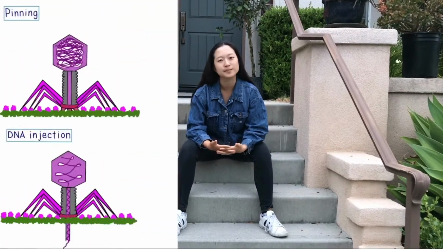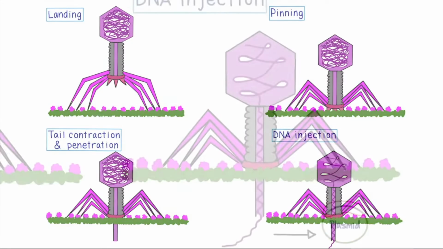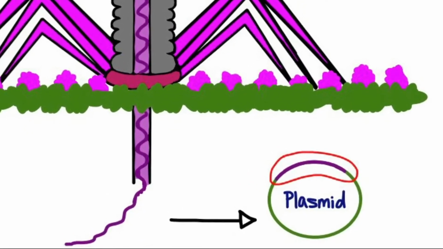All viruses are like obligate parasites, since they cannot reproduce without a host. So phages must infect a specific species or strain of bacteria in order to reproduce. When a phage finds a type of bacteria with compatible protein receptors, it lands and pins onto it with its tail fibers. Then the tail fibers contract and the tail pins penetrate the bacterium's cell wall. Lastly, the genetic information of the phage is inserted and incorporated into the bacterium's DNA.